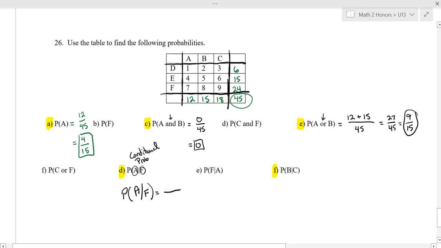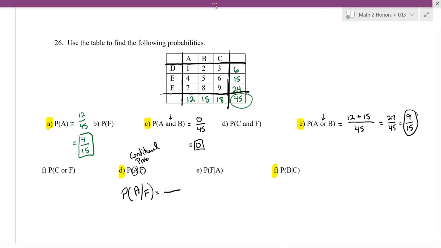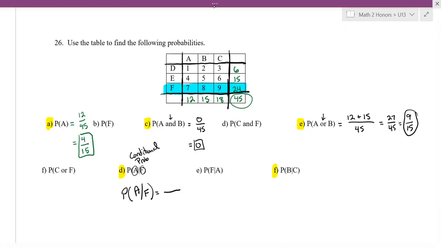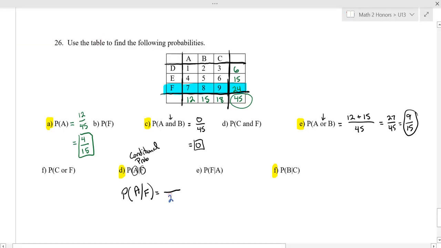So for my grand total, I first look at, I'm going to highlight F here. So this is the row that belongs to F. So you're only allowed to look at the blue. Ignore everything else. So instead of dealing with 45 things, we're just dealing with 24 things. So there are only 24 things that belong to F. Now just look at those 24 things that I highlighted in blue. How many of those 24 belong to A? Only 7. Right here, right? So the 7 there belong to A out of F.